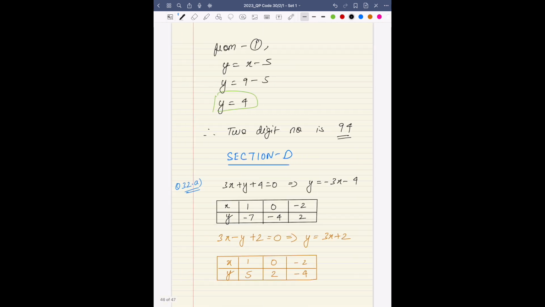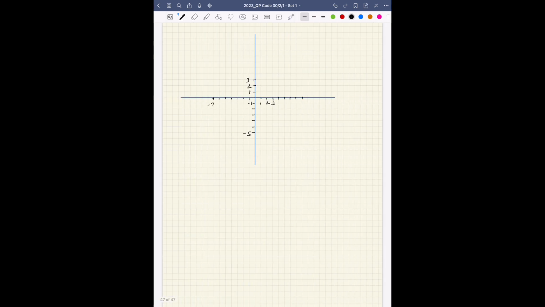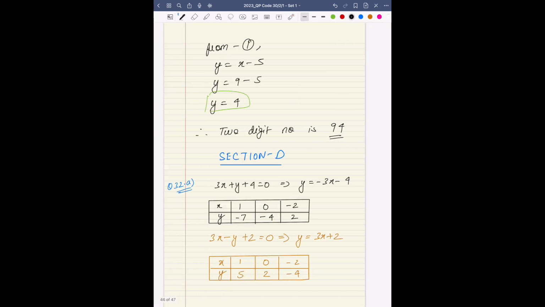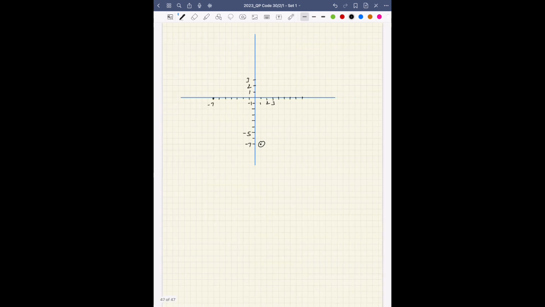So look at the coordinates. The first one is 1 comma minus 7. So 1 comma minus 7 will be here, right? So 1 means shift 1 unit to the right and then come 7 units down. So this is our point 1 comma minus 7. Okay. Then you have 0 comma minus 4. 0 means if the x value is 0, it means the point is on the y-axis. Okay. So remember that.